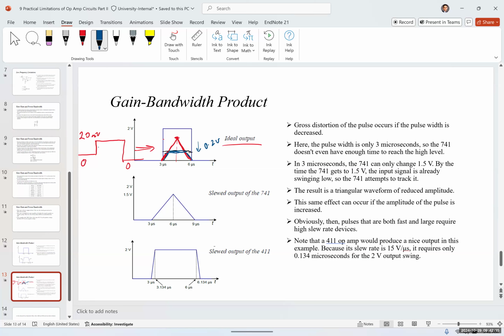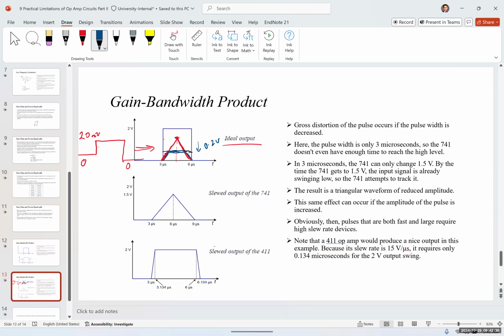When we increase the maximum output voltage and we have a slower op-amp, that combination creates an undesirable situation, in which we would have a distorted output signal. So what is the solution?